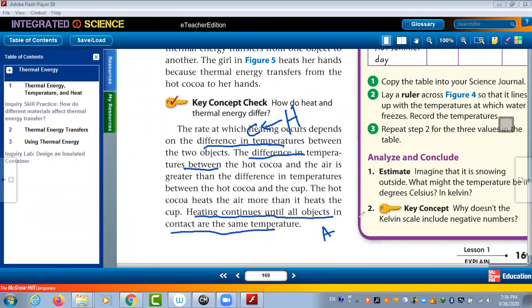If we have object A and object B and the thermal energy is moving, it starts with 30 and this is 20. The transfer will stop when both are at the same temperature. If we divide both of them, this will be 25 and this will be 25. So at this point, we don't have thermal energy transfer. Why? Because now there is no difference in temperature. This means heating continues until all objects in contact are at the same temperature.